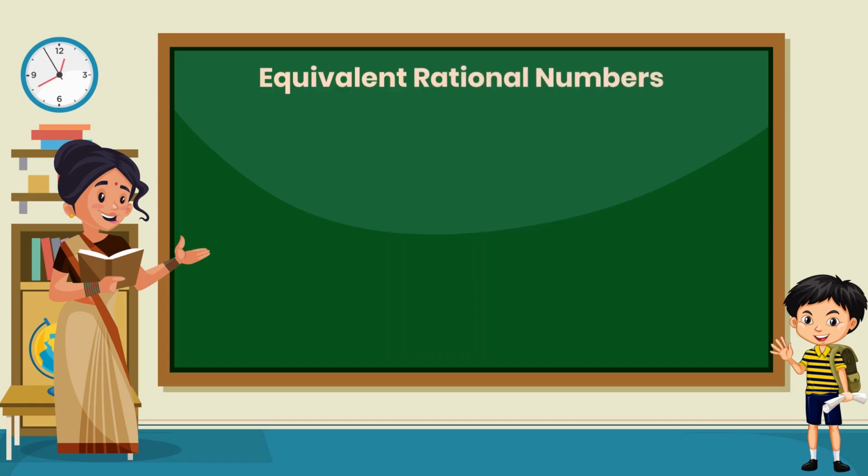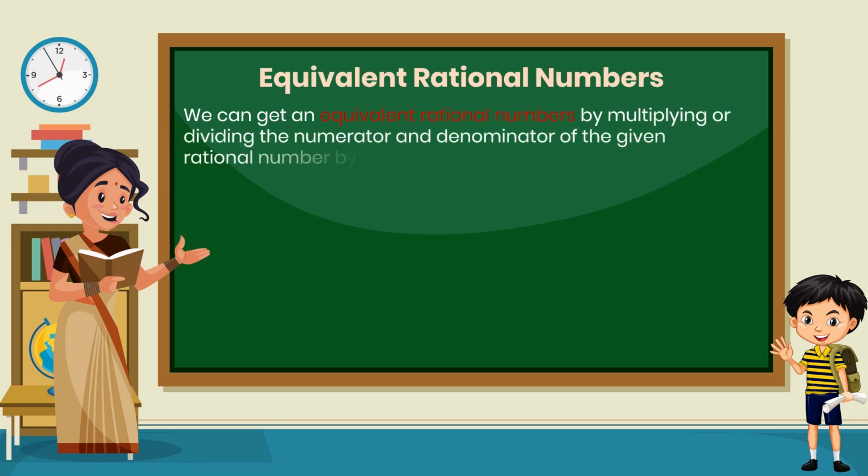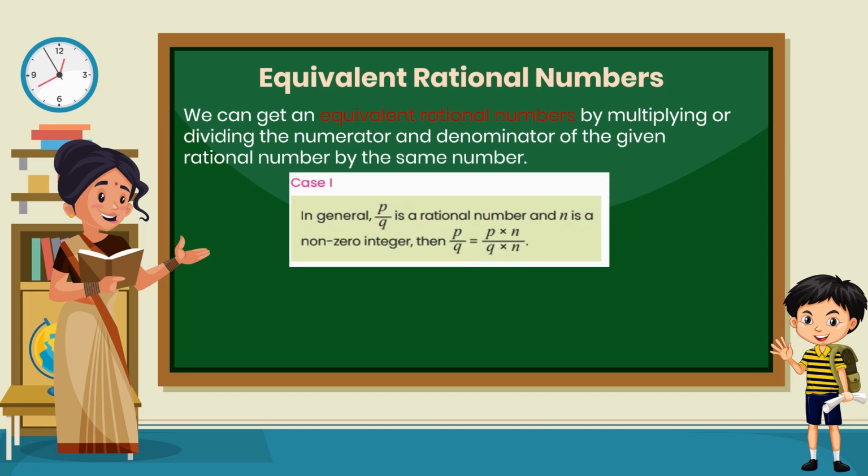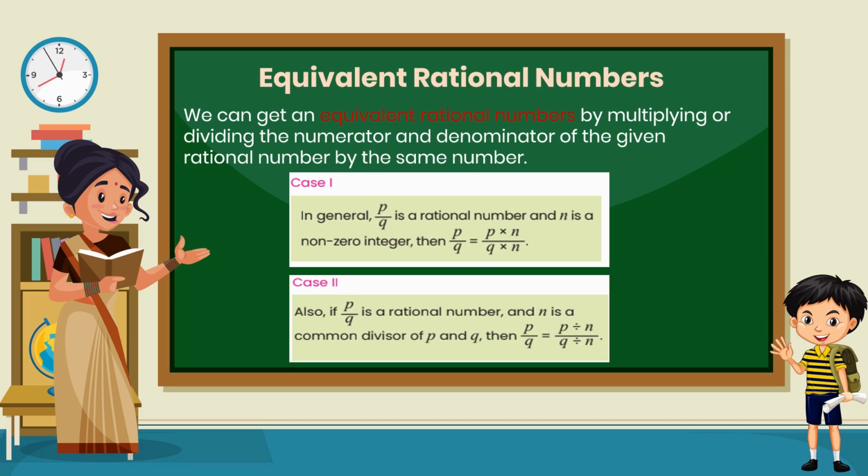Equivalent rational numbers. We can get equivalent rational numbers by multiplying or dividing the numerator and denominator of the given rational number by the same number. Case 1. In general, p by q is a rational number and n is a non-zero integer. Then p by q equals p multiplied by n divided by q multiplied by n. Case 2. Also if p by q is a rational number and n is a common divisor of p and q, then p by q equals p divided by n and q divided by n.